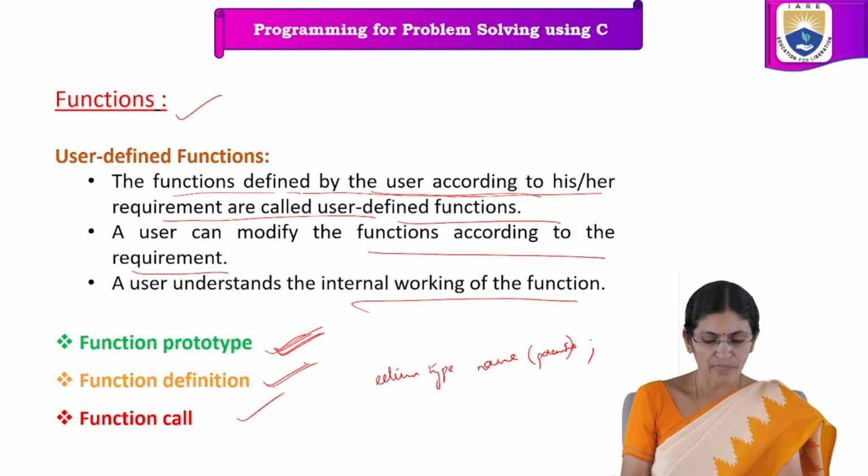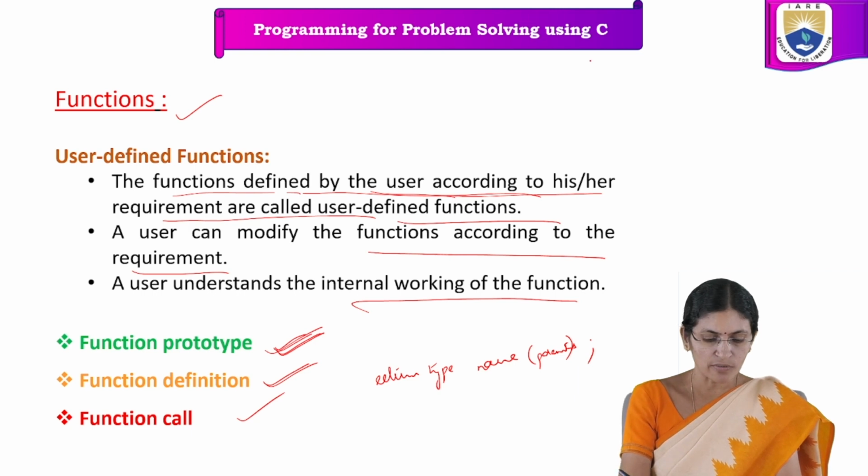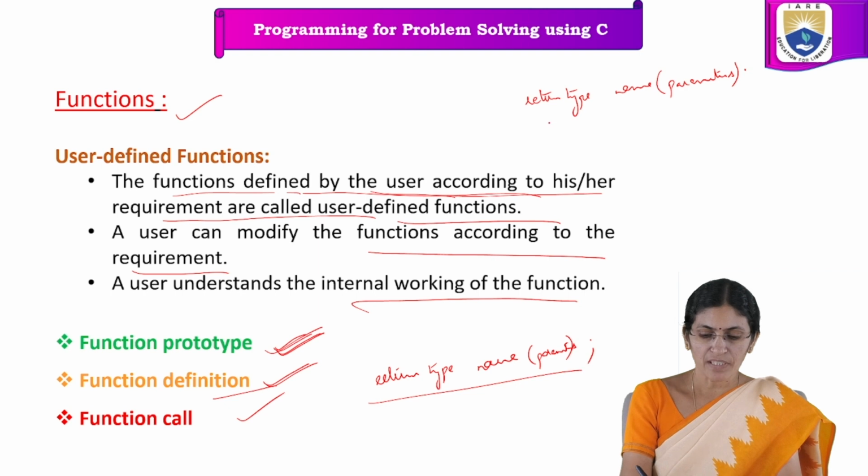Next, function definition. Function definition tells what is the purpose or the task of the function. Its syntax is: we write the return type, then the name of the function, and inside the parentheses we write the parameters along with the data type. Here there is no need to use any semicolon. Then inside the curly braces, we write the set of statements which are to be executed.